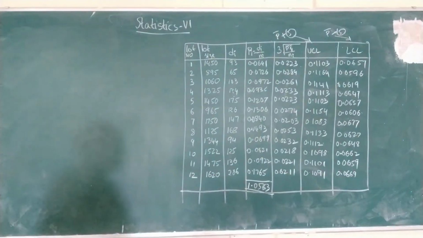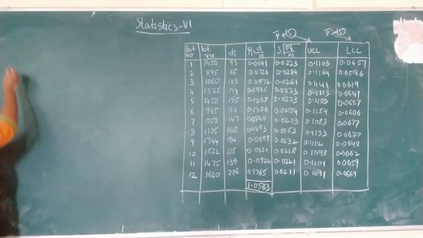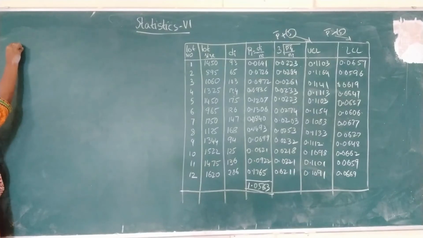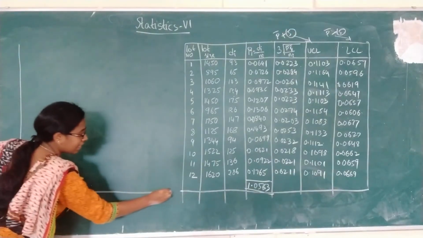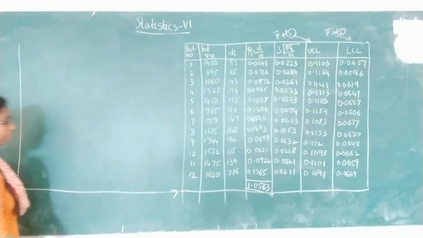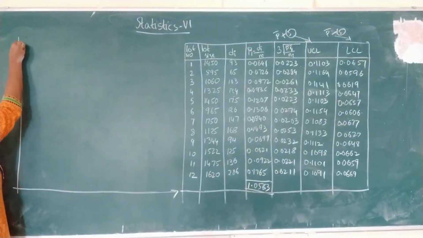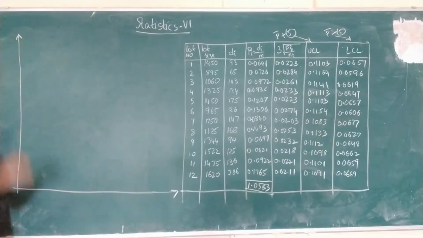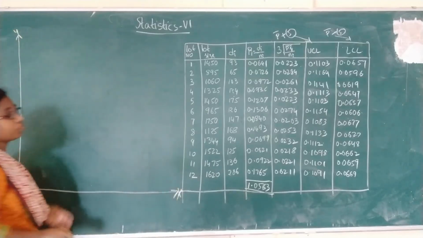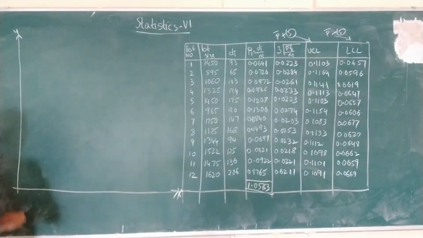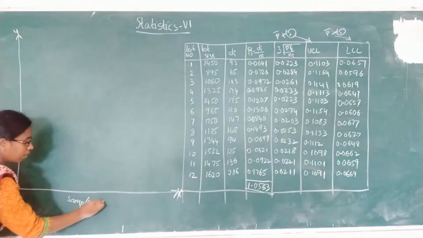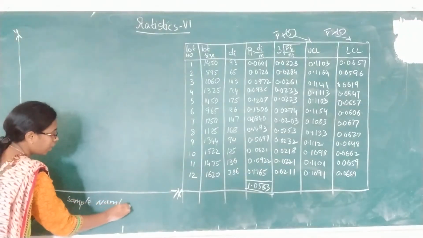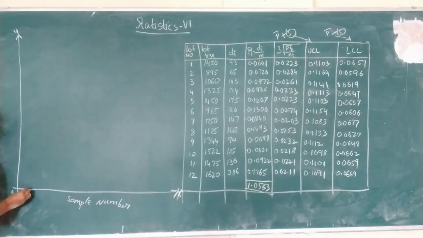So there are a total of 12 samples, so we have to draw a graph for the 12 samples. On the x-axis you will be taking the sample number, and on the y-axis you will be taking the proportion of defectives. So write down the axis values. Here on the x-axis, sample number. There are 12 samples, so represent 12 samples here.